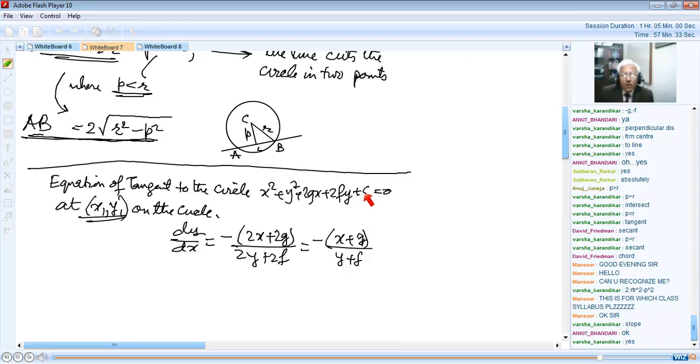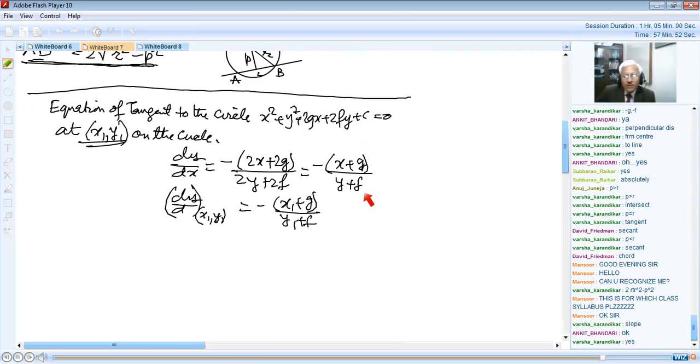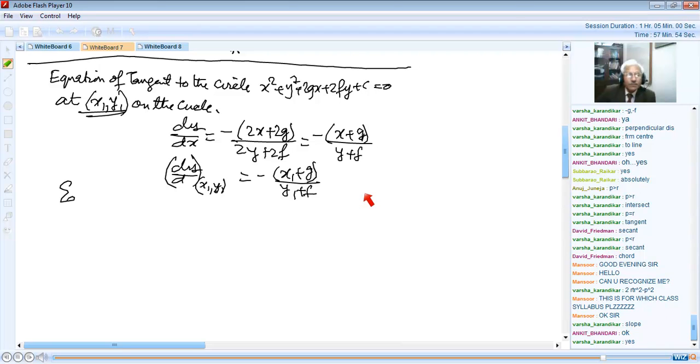Clear? Now what will be dy by dx at x1 y1? At x1 y1 it will be minus x1 plus g divided by y1 plus f. And what will be the equation of the tangent? Equation of tangent will be y minus y1 is equal to minus x1 plus g divided by y1 plus f times x minus x1.